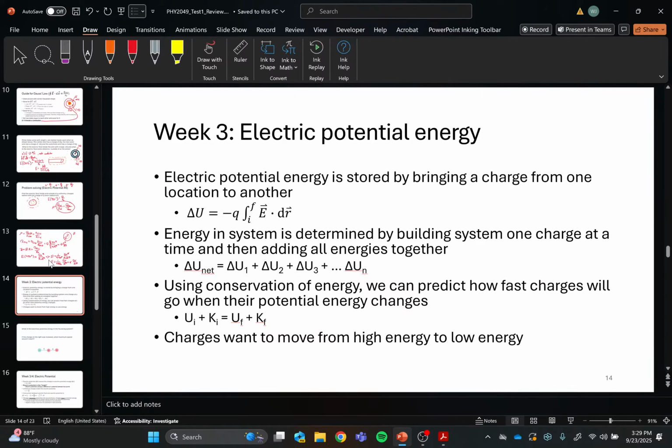Electric potential energy. It's the energy stored in a system. How do you store that energy? You bring some charge from far away. That's the work done, and so that's the integral for it. We're going to practice at least a variation of this integral. The energy in a system is determined by building the system one charge at a time. What's the energy required to bring one charge in? A second charge in? A third charge in? Add them all up. We'll practice one of those in just a second.